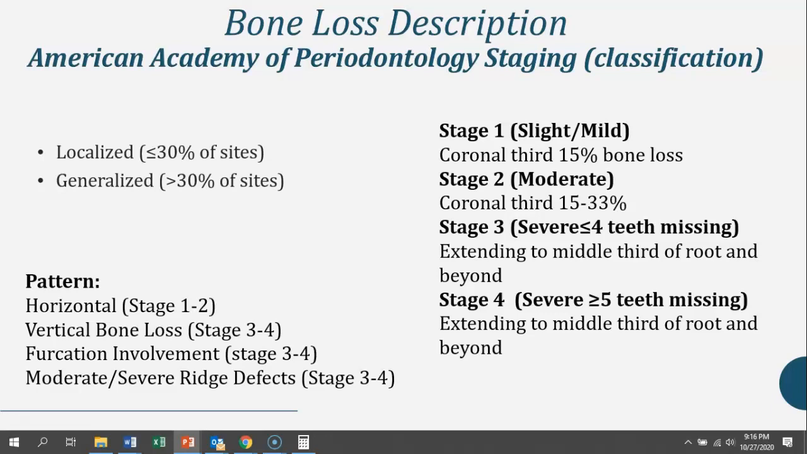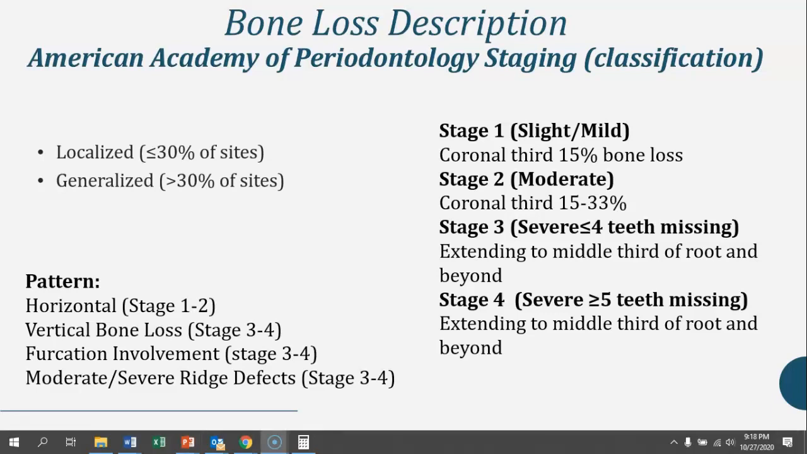So, one thing that's going to be hard for you guys, because you're using an older textbook for radiology, is that in 2017 or 2018, I can't remember, the American Academy of Periodontology changed the way they classify periodontal disease. It used to be a system like mild, moderate, severe, or class one, class two, class three. And then they went to this staging classification, which is far more in line with the way medicine classifies disease.